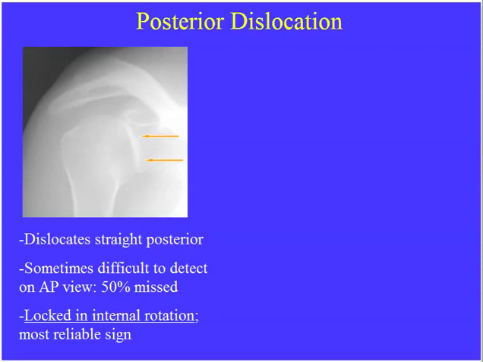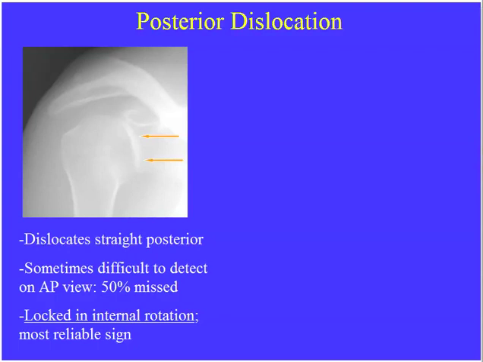Posterior dislocation is something that they like to show images of. And with posterior dislocation, the humeral head goes straight back rather than moving inferior and medially. And sometimes it's very difficult to make the diagnosis on plain film. In some studies, up to 50% of these posterior dislocations are missed on the initial plain film if you just have an AP view. But the one key that you need to remember is that with posterior dislocation, the humeral head is going to be locked in internal rotation.